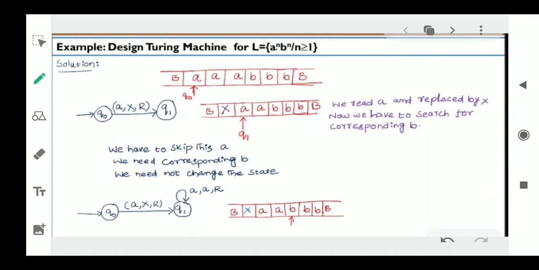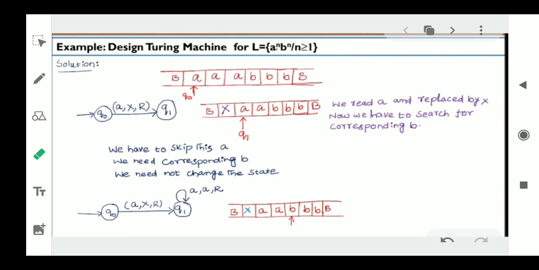And in this video lecture, we are going to look at an example problem of Turing machine. And our example problem is: design a Turing machine for the language L equal to a power n, b power n, such that n value is greater than or equal to 1. So now we will see how we are going to solve this problem.